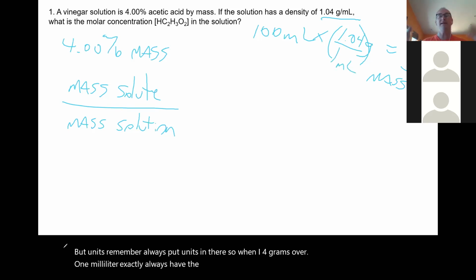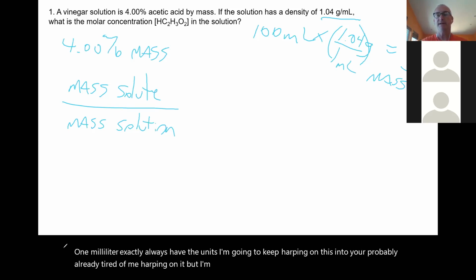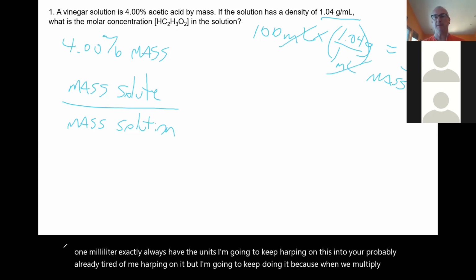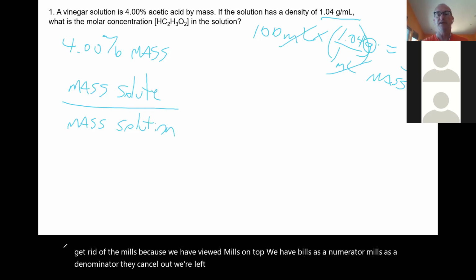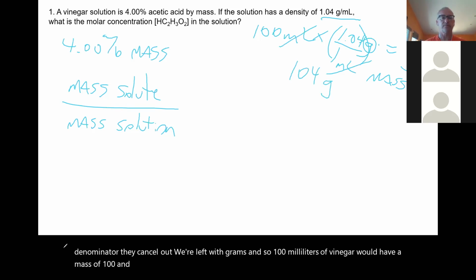I'm going to keep harping on this until, well, you're probably already tired of me harping on it, but I'm going to keep doing it. Because when we multiply, we get rid of the mils because we have mils on top. We have mils as a numerator, mils as a denominator. They cancel out. We're left with grams. And so 100 milliliters of vinegar would have a mass of 104 grams.